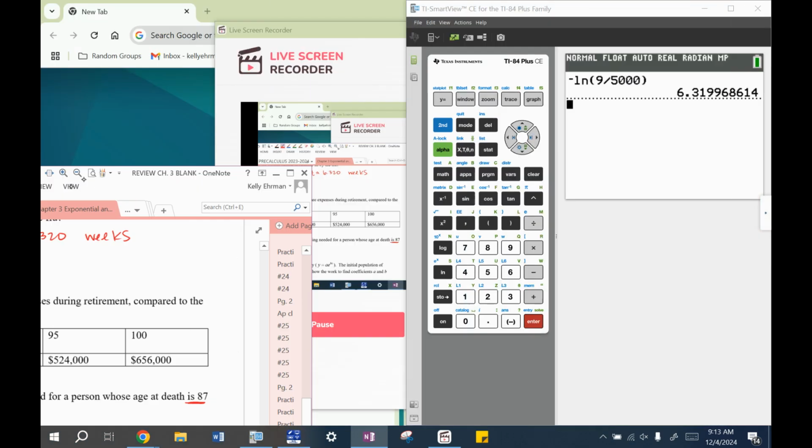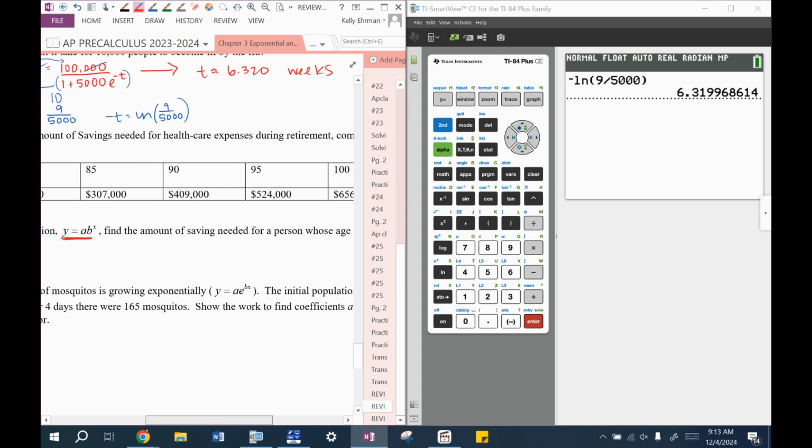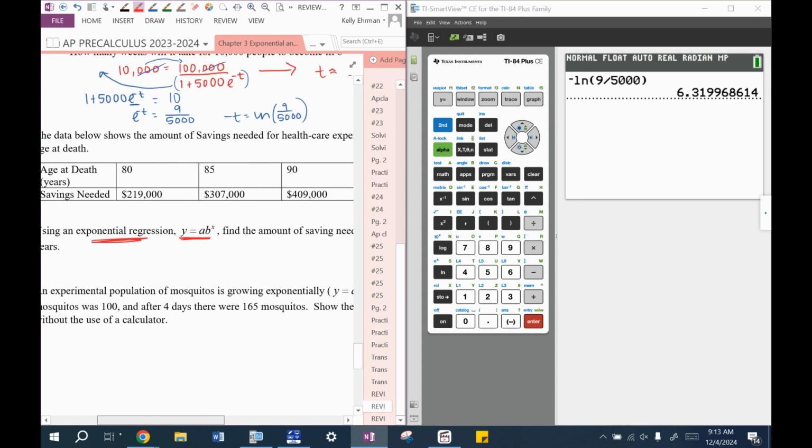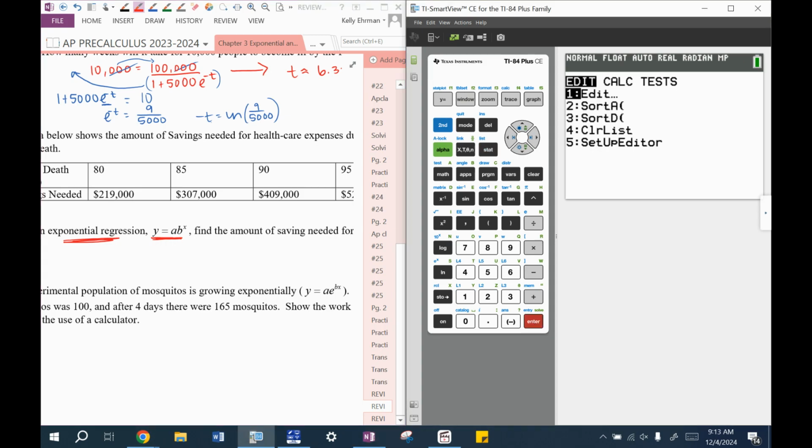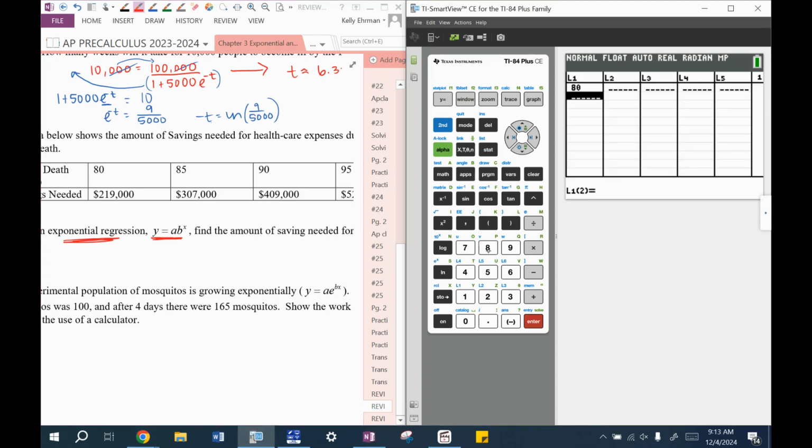So let's begin by typing this data into our calculator. All right, so the ages at death are 80 to 100, and we're going by 5. So stat, edit, 80, 85. So type these in. And then the savings needed, I'm going to type in the full amounts. You could probably cut the thousands off and just pay attention to what you're setting your equation to if you do that. So I'm keeping the thousands in here.